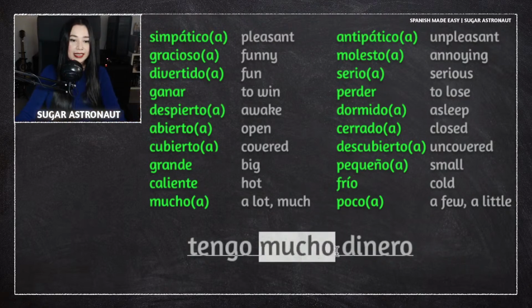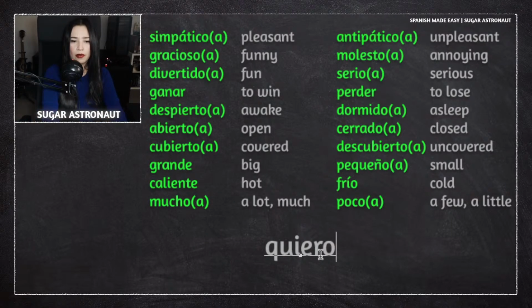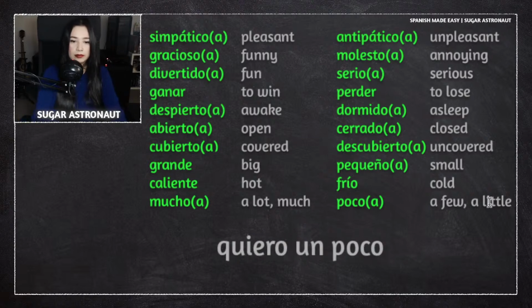Or you can say tengo poco dinero. I have a little money. Or you can also say quiero un poco. I want a little bit of something, right? If you're talking about food, you just want a little portion of whatever food. Quiero un poco. I want just a little.